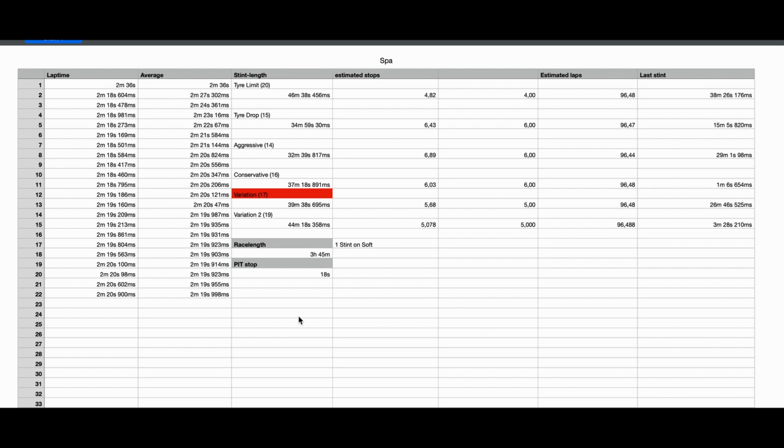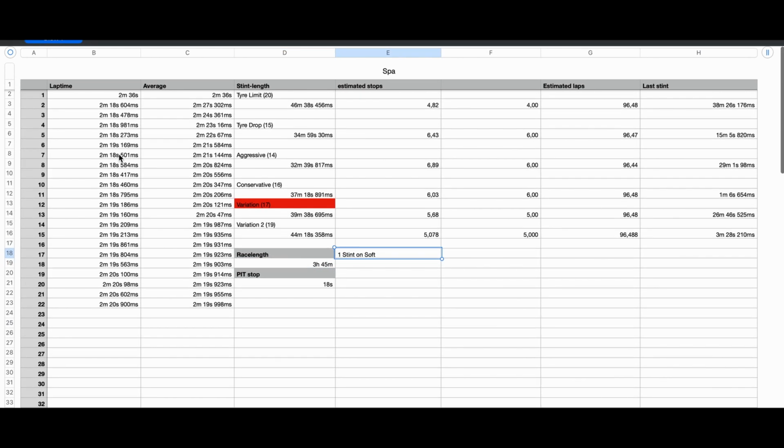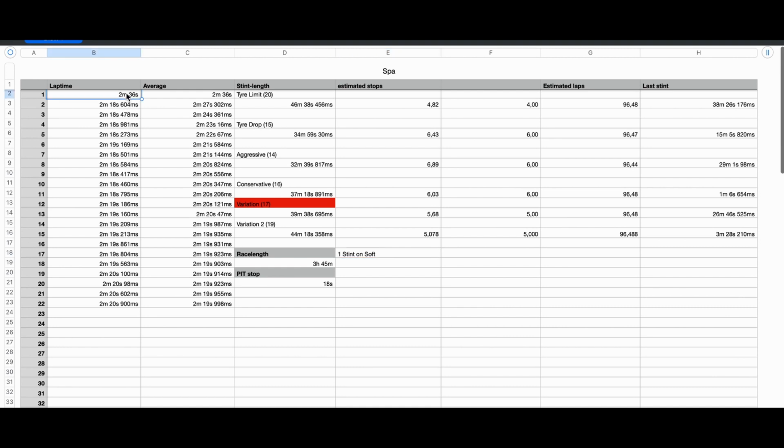The race has a duration of 4 hours with a 15-minute break in between that you can choose freely, and one stint on the soft tire.